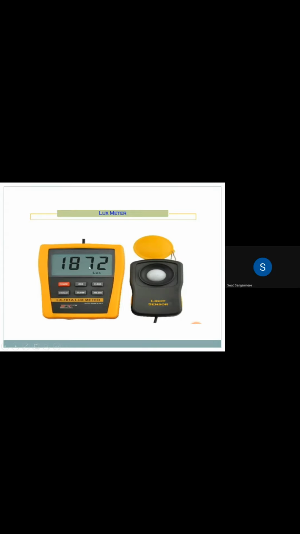Then on the right side, the white circle in the black box is called the light sensor. This lux meter is used for measuring the illumination level or intensity of a lamp. When the intensity of light falls on that sensor, it senses the level of illumination, converts it into lux and displays it on the lux meter. So we can easily get the level of illumination at different workplaces.